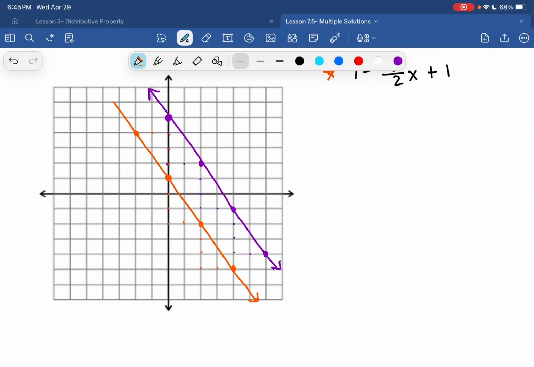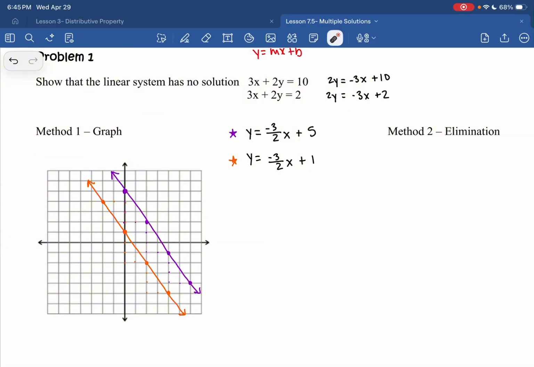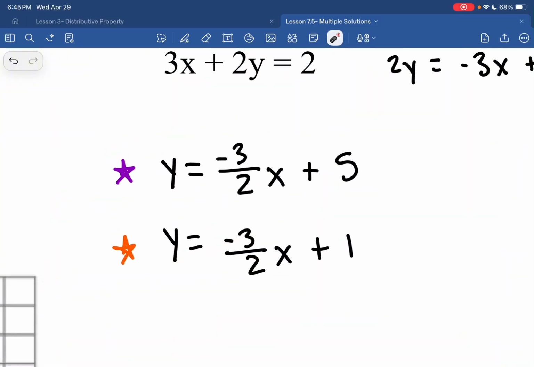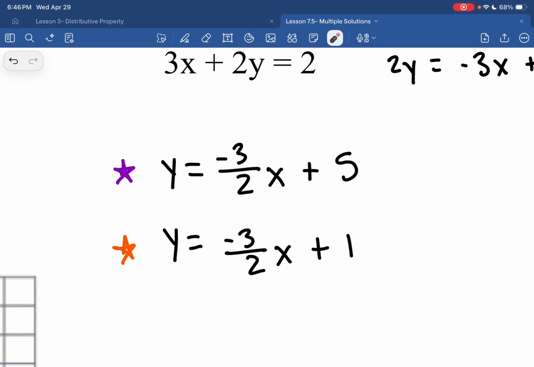And there's a couple things I want you to pay attention to. These lines are parallel, right? They're going to go on forever and ever and ever, and they're never going to touch. So they have no solution. There is no point of intercept. Now, I want you to look at the 2 linear equations. And I want you to kind of think, what is similar? Because you're going to notice their slope is exactly the same.